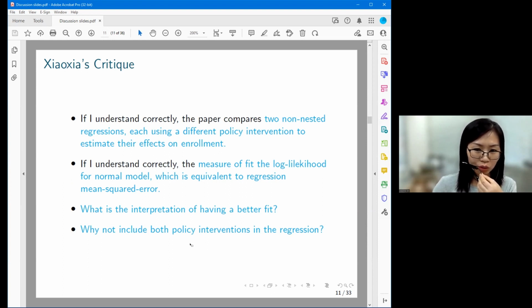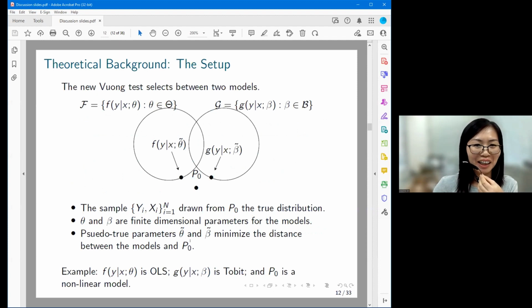And also these two policy interventions may have interactive effect. So that's my comment about the empirical application. Going into more details, this is what the Vuong test is really about.